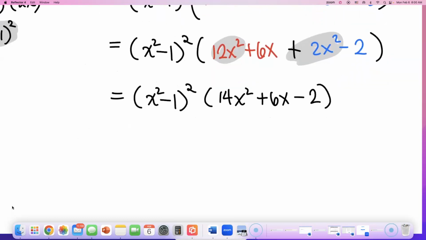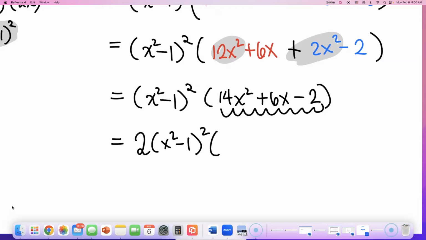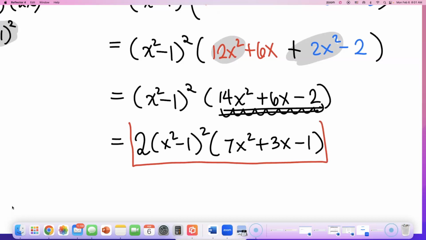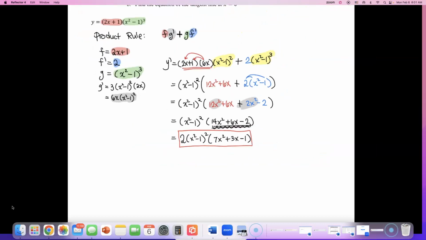We can factor this out even more. We can factor out, because you see everything inside here is an even number, the 2 to the front. Keep this the same. But if I divide everything inside here by 2, take half of everything, I'll get 7x squared plus 3x minus 1. I don't even want to know if this trinomial can be factored at this point, but this looks pretty clean to me, so I'll stop there. So that's the derivative of y.